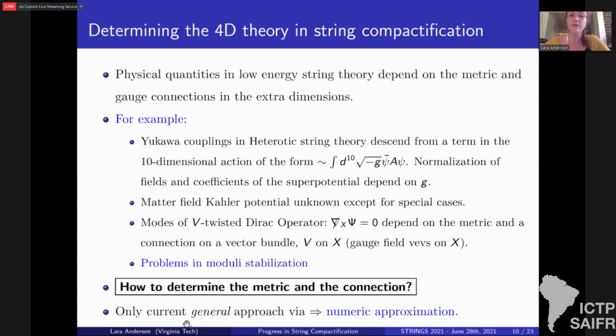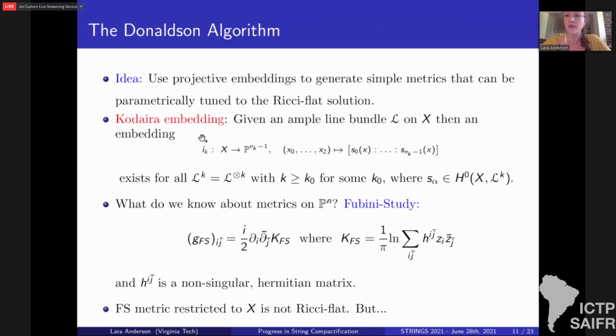So in general, the only current totally general approach to this problem, especially for Calabi-Yau threefolds, is via numeric approximation. Now we're going to hear more about this in the next discussion session, but let me try and set the stage for that briefly. The state of the art up until very recently is the so-called Donaldson algorithm to try and approximate a Calabi-Yau metric, a Ricci flat metric over a Calabi-Yau threefold.